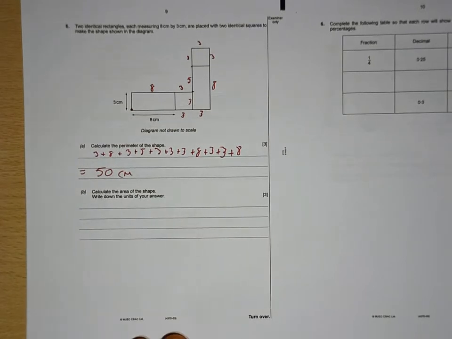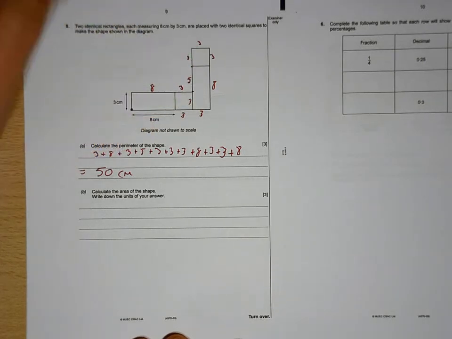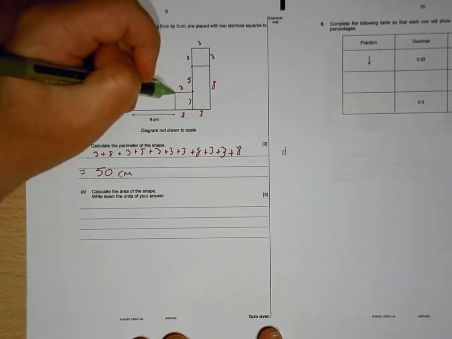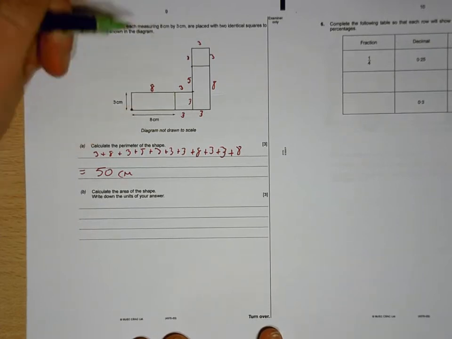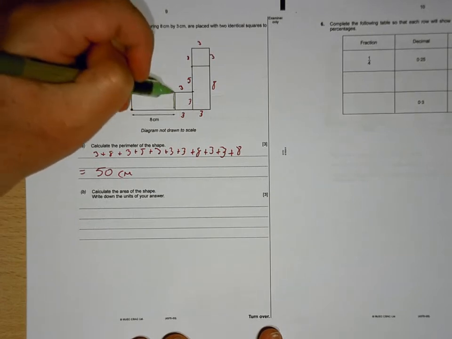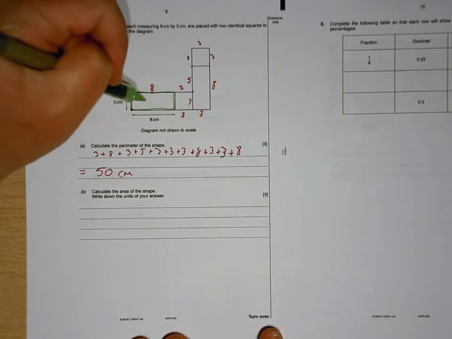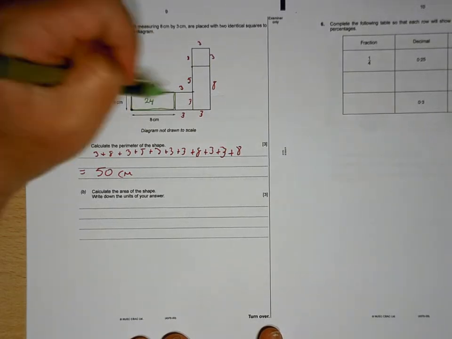In part B, we're talking about area. So we need to work out the total area of that. How you do it is up to you, but it's already broken up into rectangles for you. So you've got this rectangle here, which is 8 times 3, which is 24.